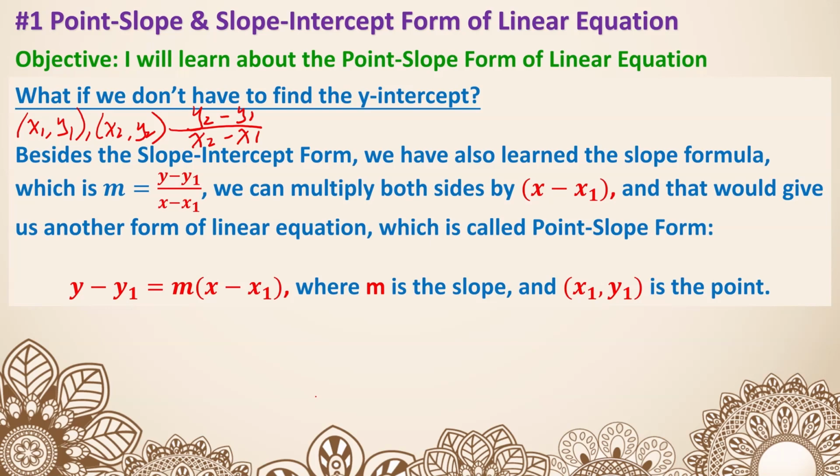We can actually multiply both sides by x minus x1. So if we do that, on the right side, when you multiply by x minus x1, that's just going to cancel out the denominator. On the left side, that's actually going to stay.